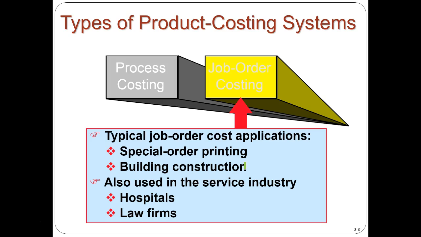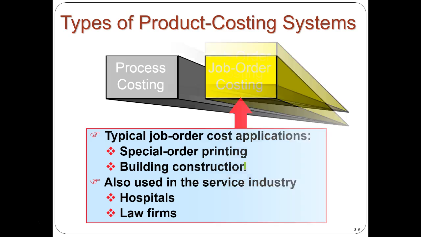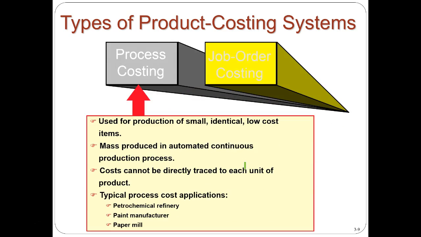Also used in the service industry. So I've also worked in CPA firms, law firms, and hospitals often use a job order costing system in order to allocate the costs to our particular job. And costs in those cases in the service industries will generally be the costs related to the man hours, the time. Process costs, on the other hand, are used for production of small, identical, low-cost items, mass-produced in an automated, continuous production process.